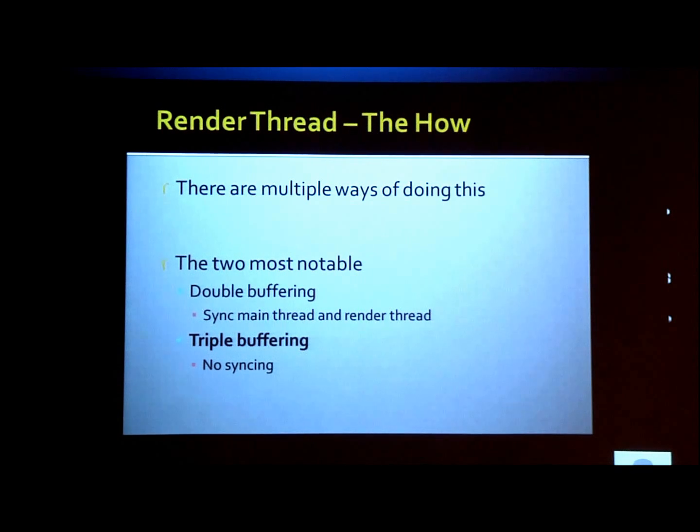With triple buffering, you have kind of a pivot buffer. And what's cool about this is that you don't actually have to synchronize per frame, because the main thread and the render thread can just swap buffers whenever they're ready in their own respective frames. So that's the one I'm going to be focusing on, because I think it's a little bit cooler.